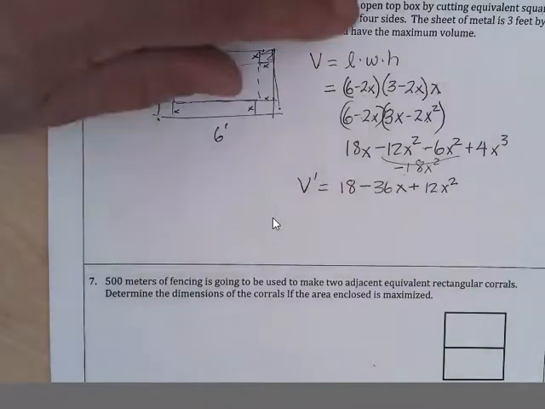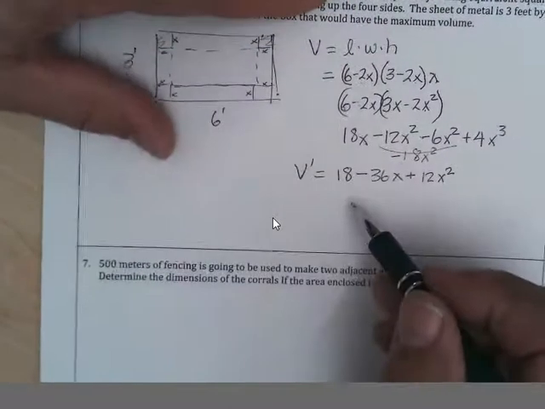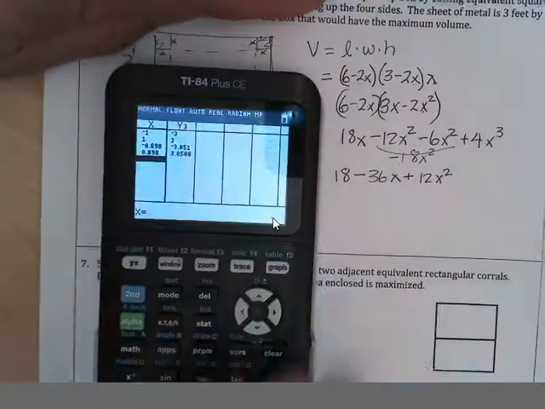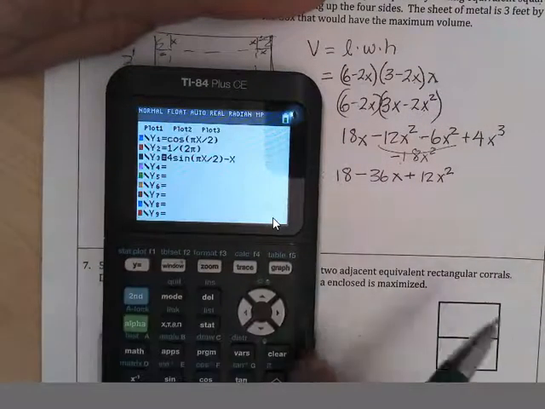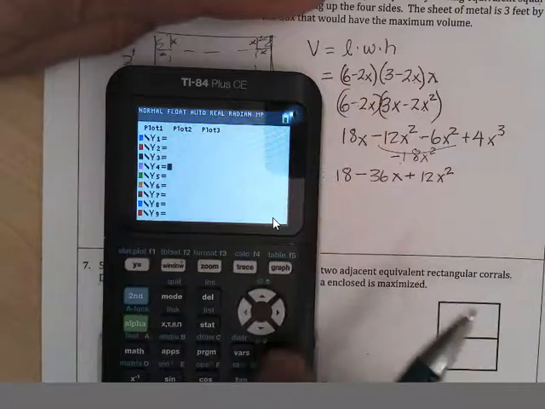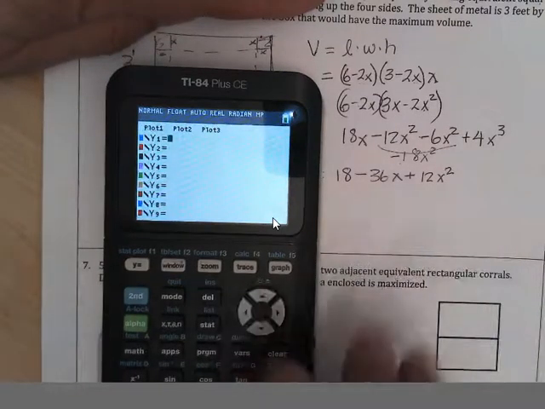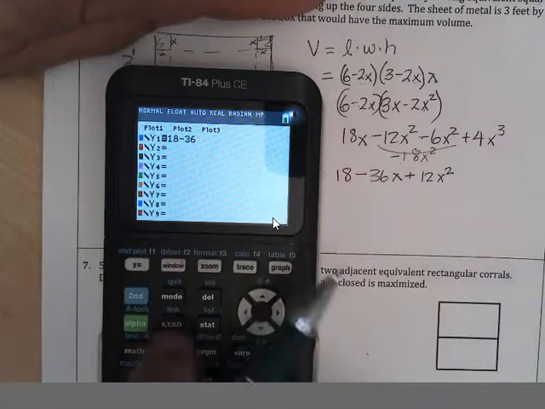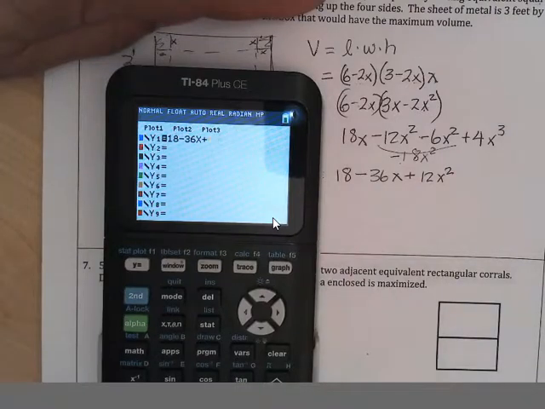It's a parabola, so we can use the quadratic formula, or we can graph. Some of you don't understand when I say you can solve this by graphing. So I'm going to clear these out and go up here and just type in 18 minus 36x plus 12x squared.